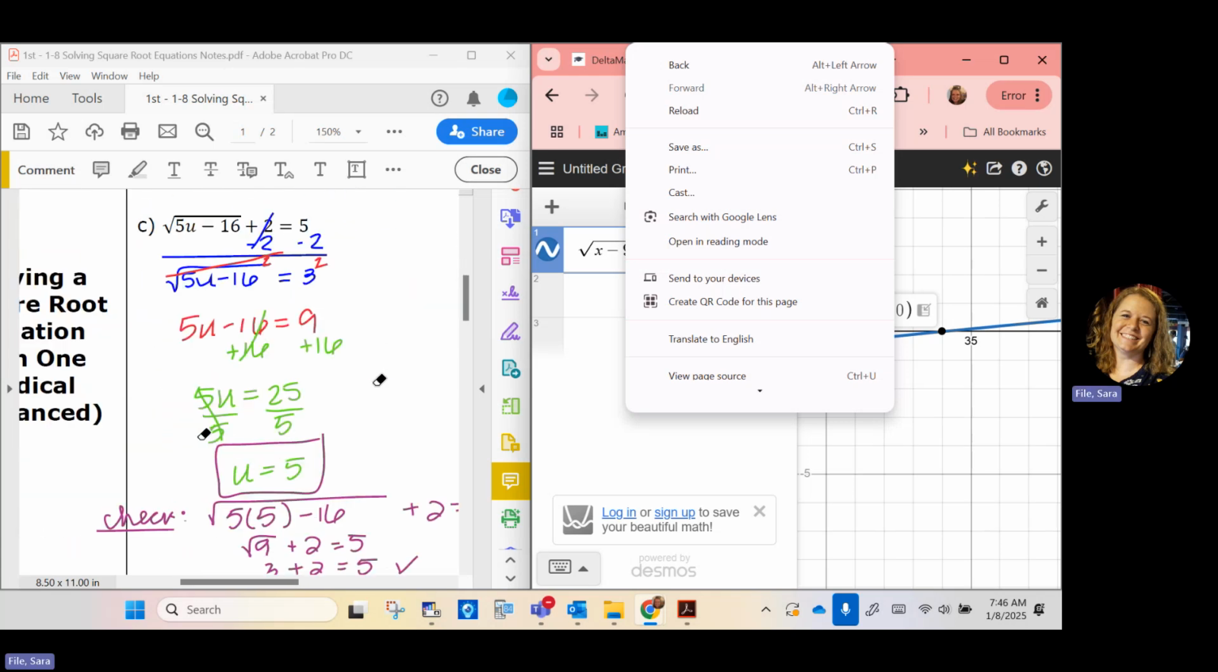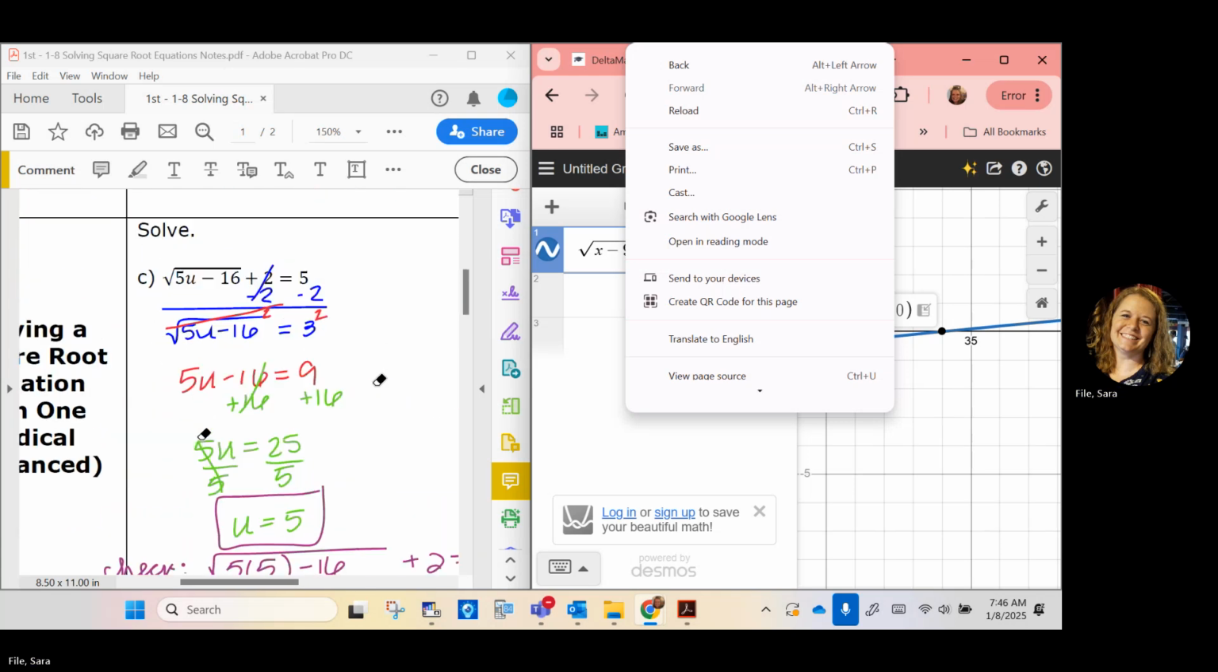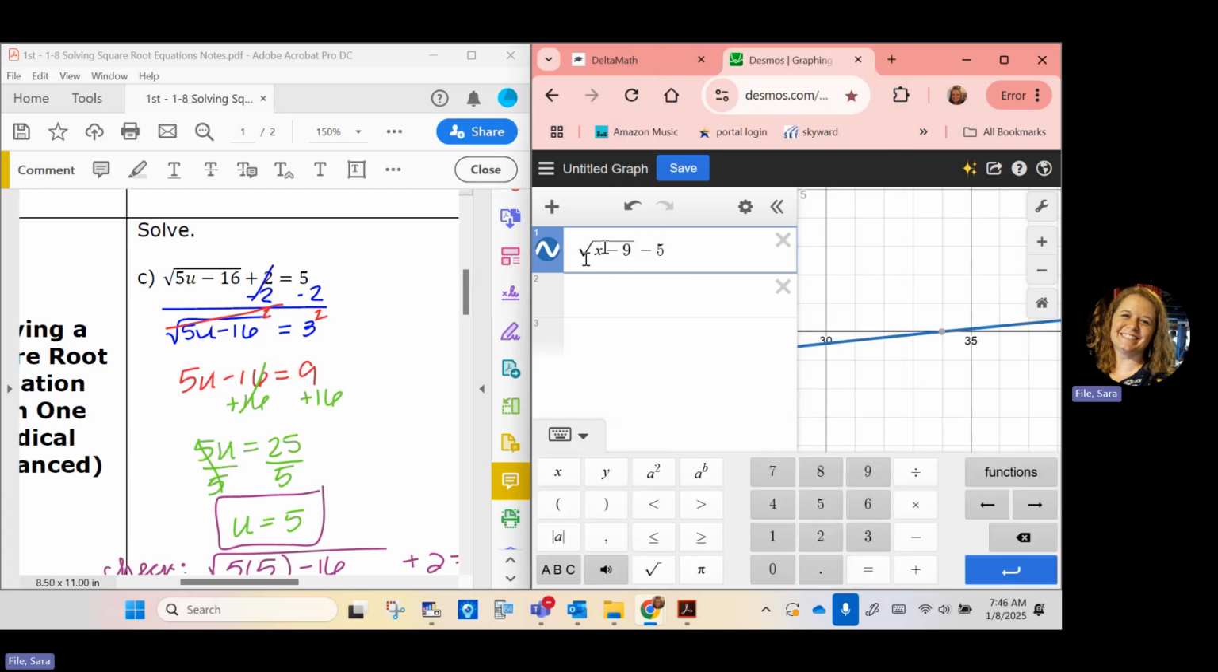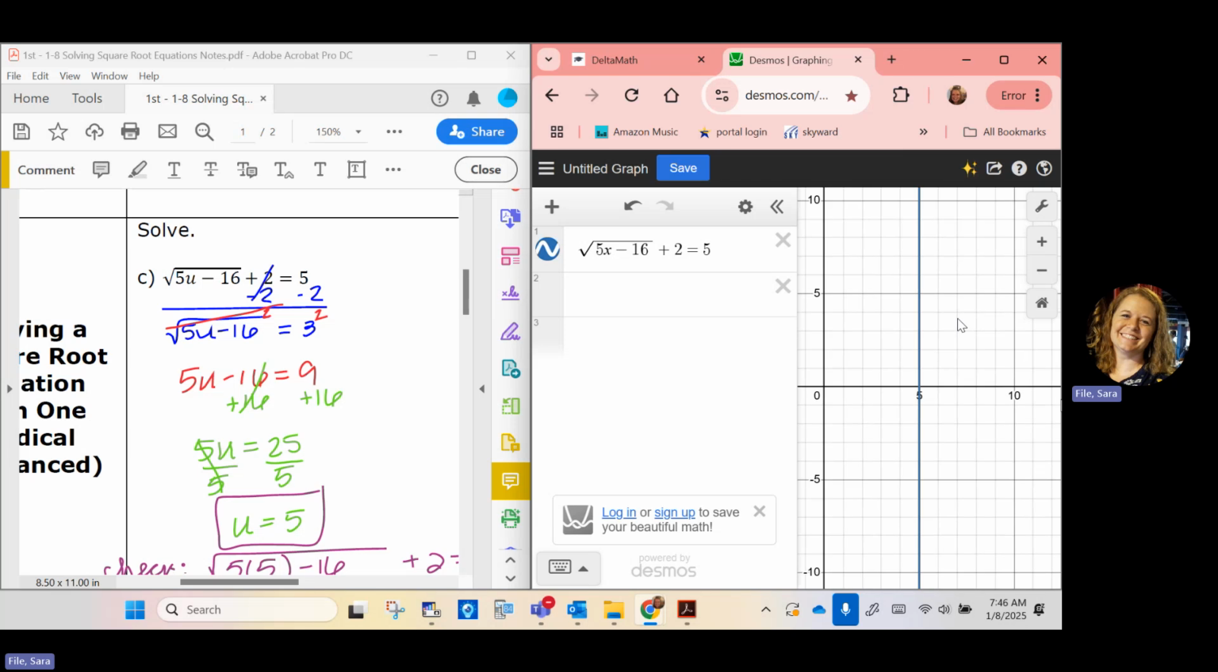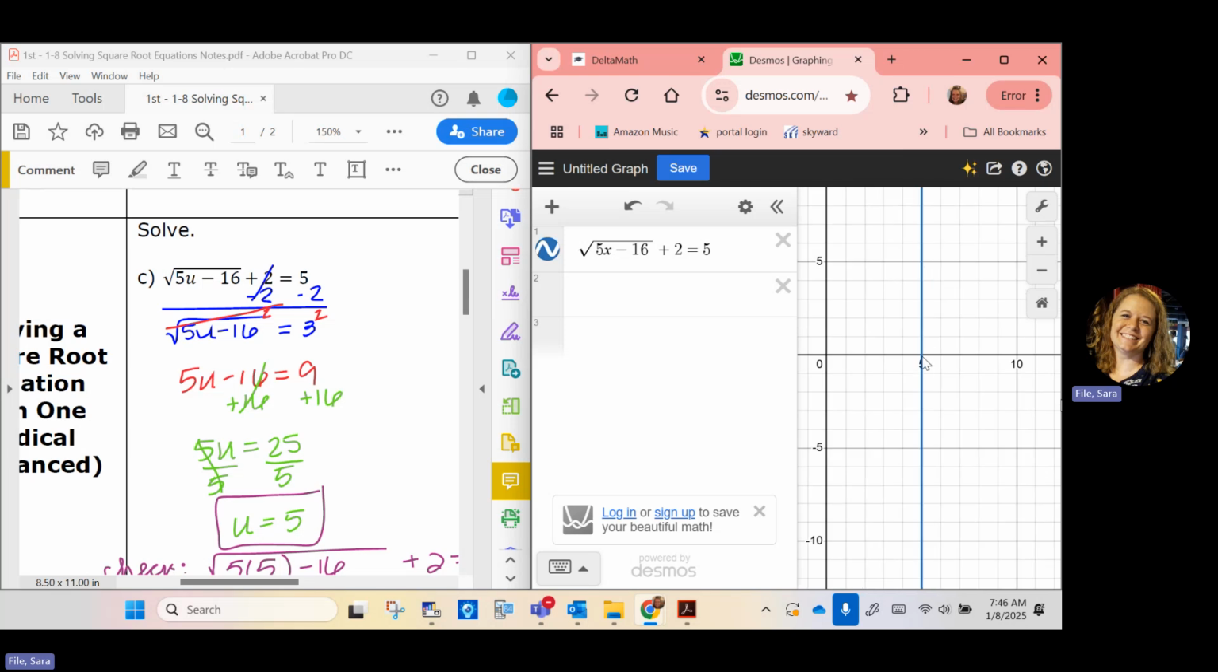Okay, let's try one of the more complex ones. So this was 5u, and again, I'm going to use x, minus 16 plus 2 equals 5. Okay, we got 5 as the solution. Let's go over here and see. Yep, look at that. A line going through 5.